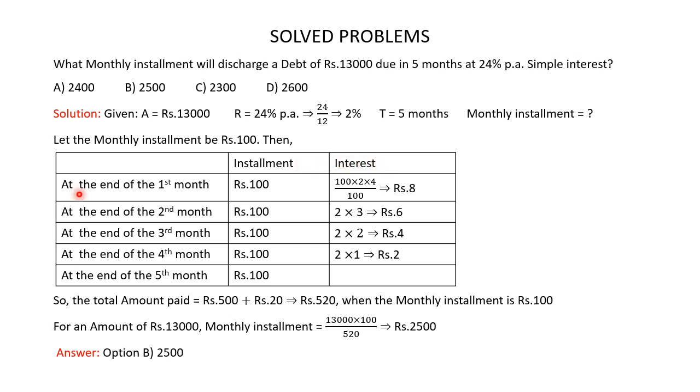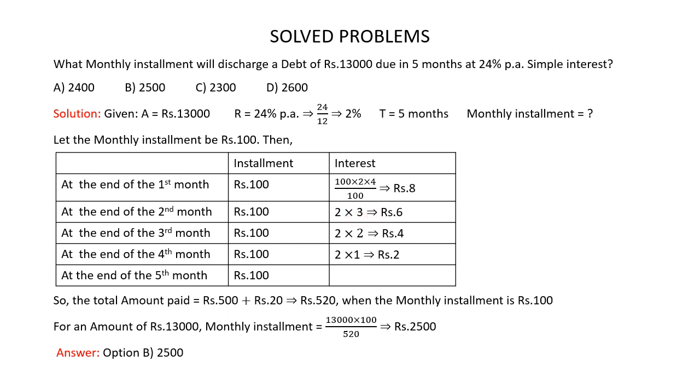So at the end of the first month, installment paid is rupees 100. Interest paid is 2, which is the monthly rate of interest, multiplied by 4, because payment has to be made for 4 more months. So 2 multiplied by 4 is rupees 8. At the end of the second month, installment paid is rupees 100. Interest paid is 2 multiplied by 3 because payment has to be made for 3 more months. So 2 multiplied by 3 is rupees 6.